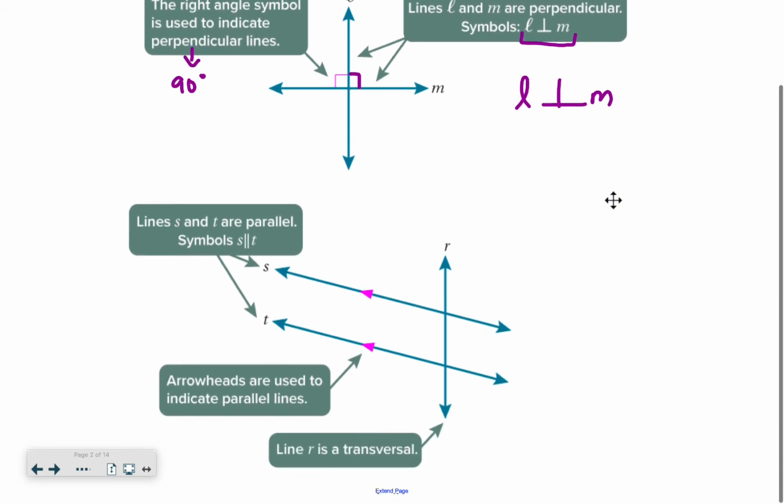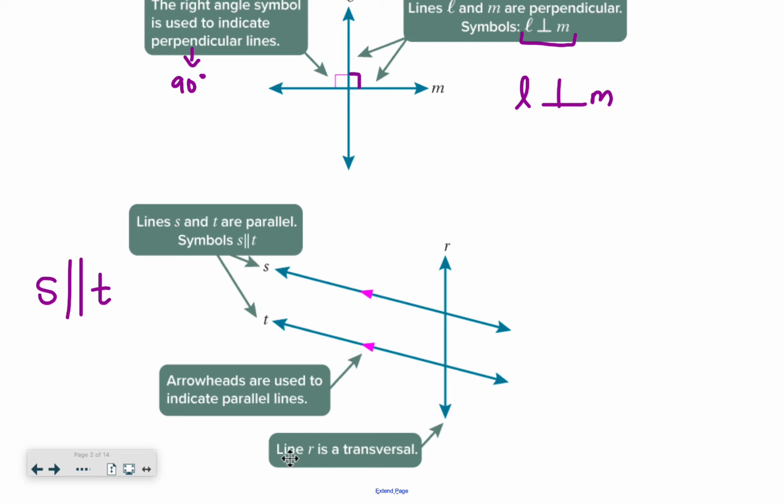So that's perpendicular. Now let's talk about parallel. Remember, parallel means that two lines never touch. Here we have line S and line T. They're never going to touch, they're parallel. The way that we symbolize that on a graph is to use these little arrows drawn partway on the line. So arrowheads are used to indicate parallel lines. And then instead of having to write lines S and T are parallel, a faster way to write it is to write the names of the lines and then in between do two vertical lines. So that says lines S and T are parallel.